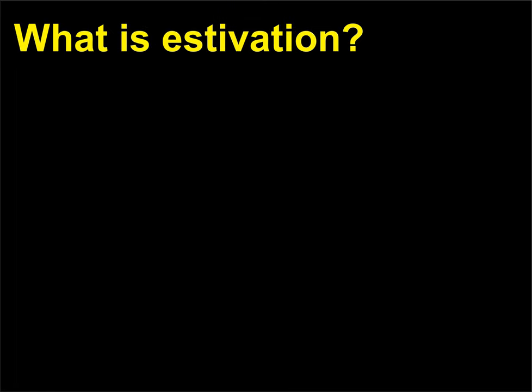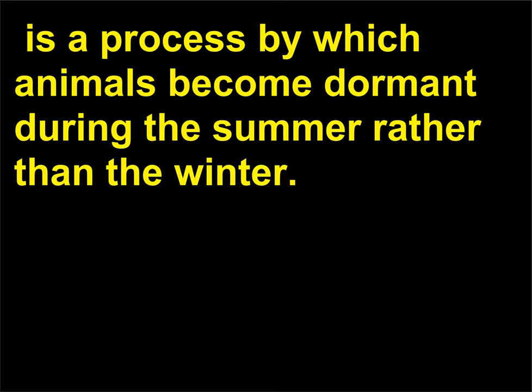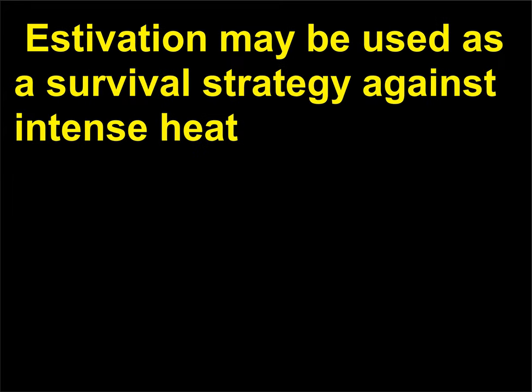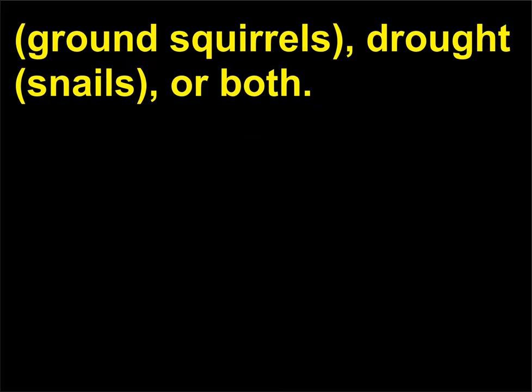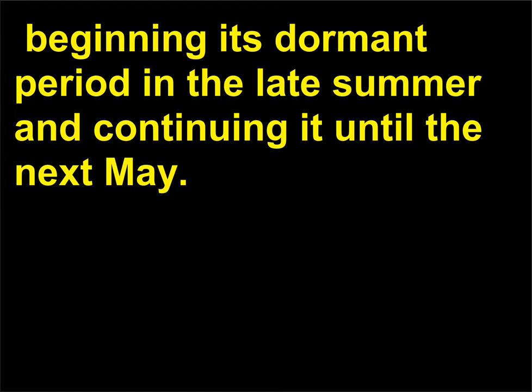What is estivation? Estivation, from the Latin term estes, meaning summer, is a process by which animals become dormant during the summer rather than the winter. Estivation may be used as a survival strategy against intense heat, drought, or both. The Colombian ground squirrel both hibernates and estivates, beginning its dormant period in the late summer and continuing it until the next May.